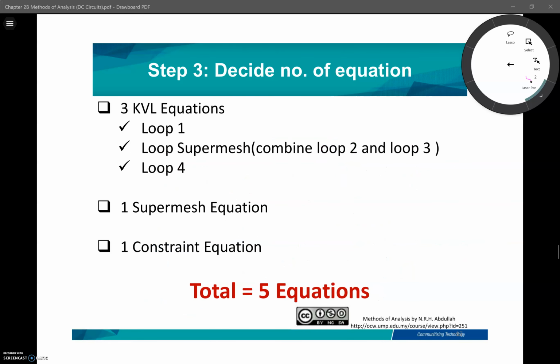For step number 3, decide the number of equations. First equation at loop 1. Second equation at the supermesh, where you combine loop 2 and loop 3. And then loop 4. And then an additional supermesh equation because of the existence of the supermesh in the circuit. And lastly, one constraint equation because of the dependent current source. The total is 5 equations.